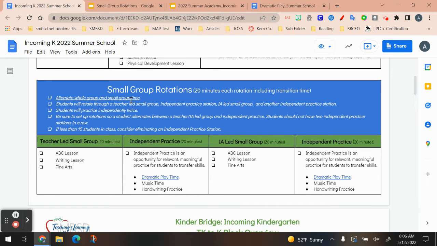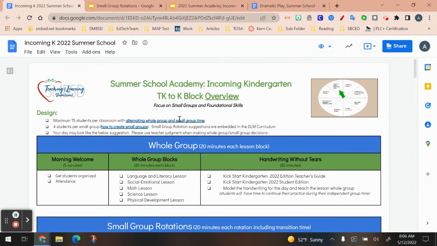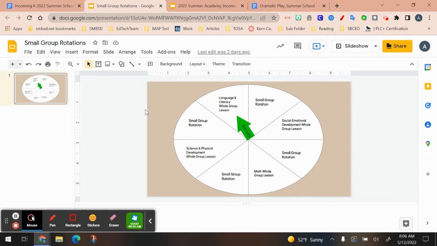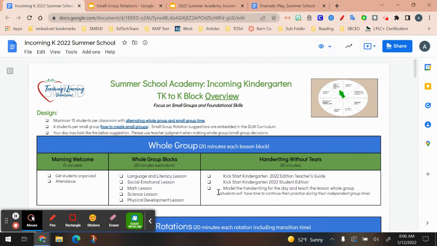There is a link here, here, and here to this slide picture if you would like to see a visual of how your whole group and small group time could rotate and look. It's not mandatory, it's just a suggestion of how you might alternate your whole group and small group time.